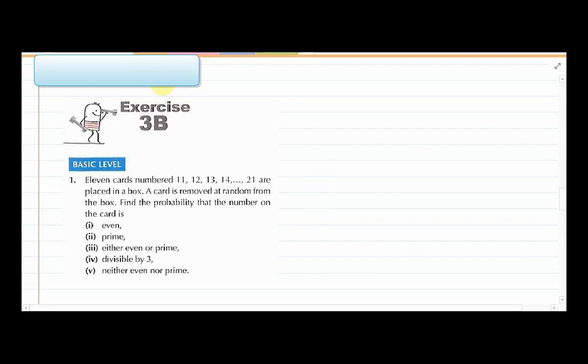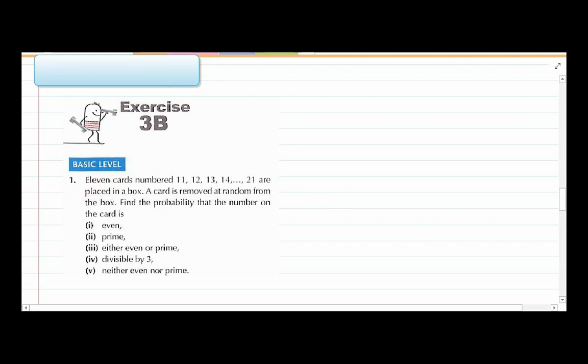Okay class, and today we are going to start exercise 3b. In last class we completed exercise 3a with almost all the questions of the exercise, right? So today we are going to continue the topic probability.